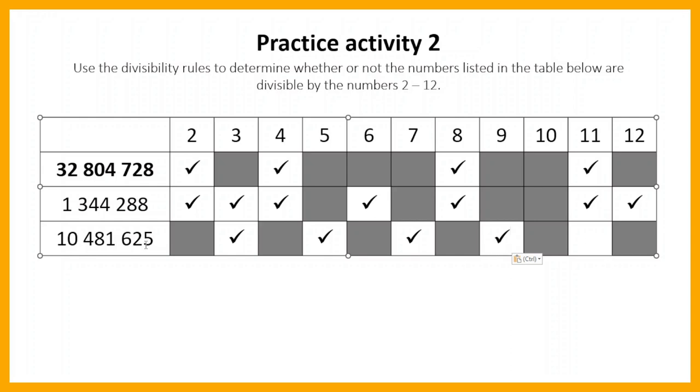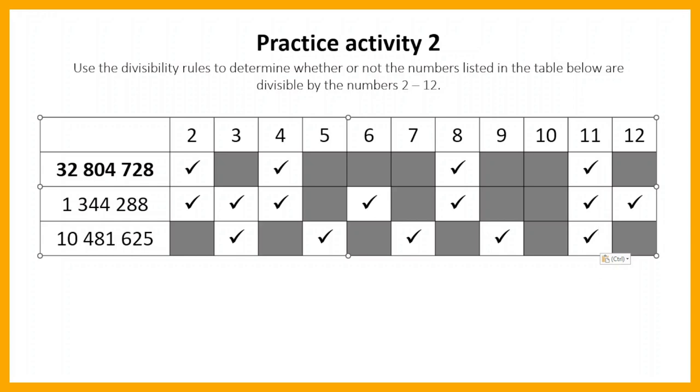Then let's check for 11. I'm going to add all my odd digits. So that's 1 plus 4 is 5, plus 1 is 6, plus 2 is 8. And here I've got 0 plus 8 is 8, plus 6 is 14, plus 7 is 19. 19 minus 8 is 11, and because it is 11, it means that 11 will be a factor, because any time that I end up with 0 or 11, 11 is going to be a factor.